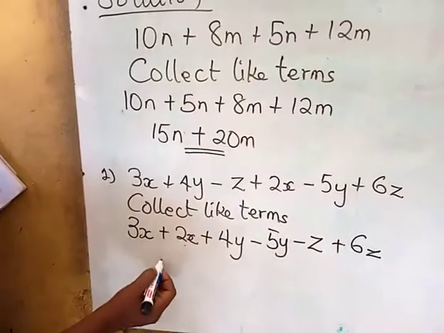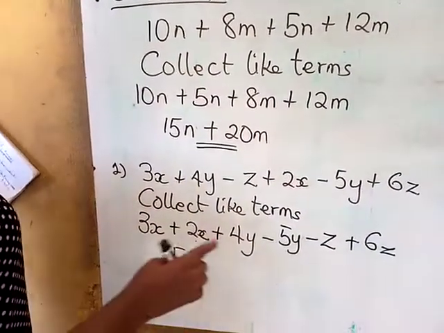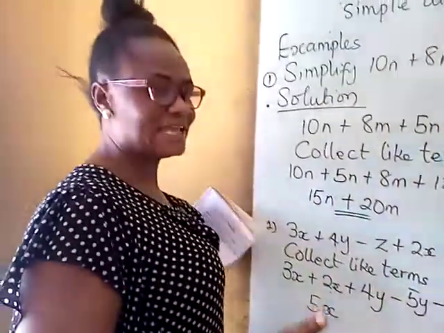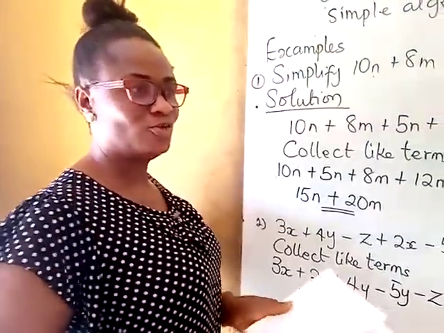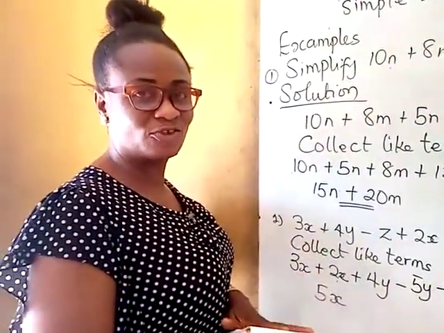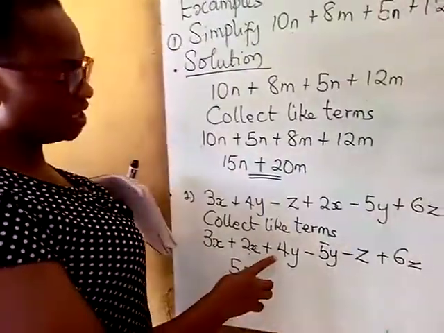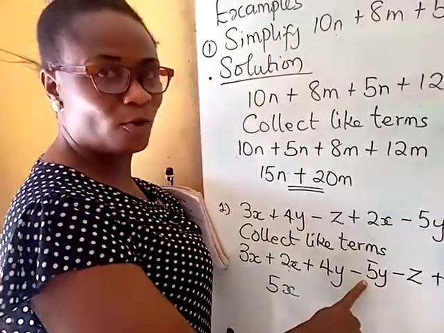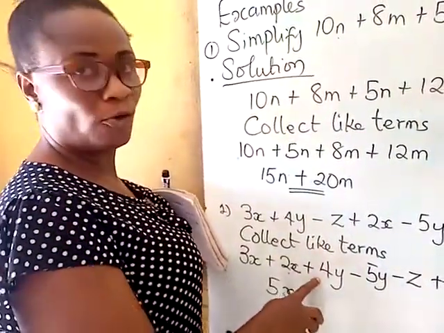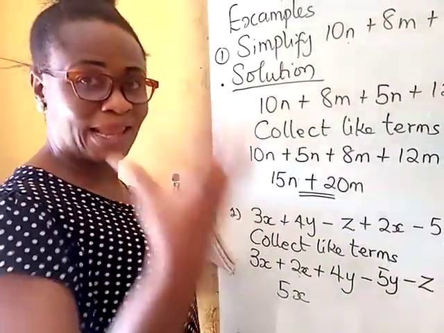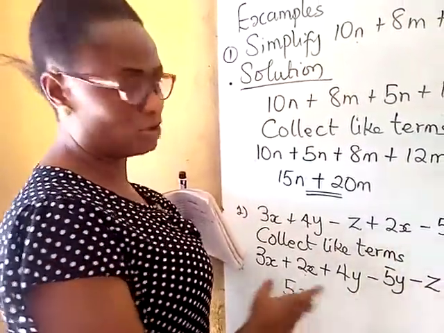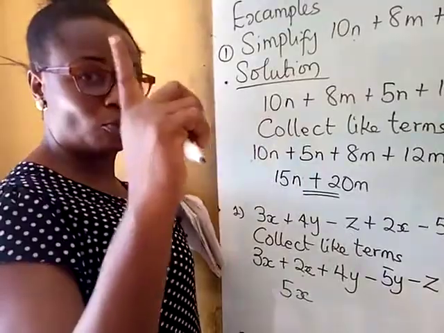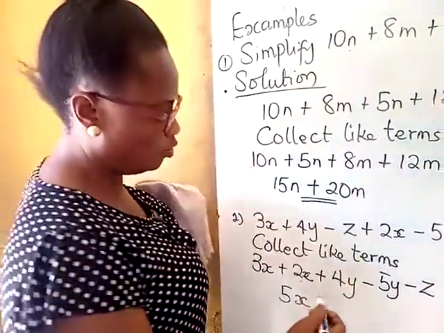3x plus 2x will give us what? 5x. While we have plus 4y and minus 5y, if you could remember, I said when you have plus, it's like you having some certain money with you, but if you have a negative number, it's like you owing. So I have plus 4y and I have minus 5y. Minus 5y means I am owing. Plus 4y I have. So I must pay my debt. If I pay, what do I have left? I'm still owing y, not 1y but y.